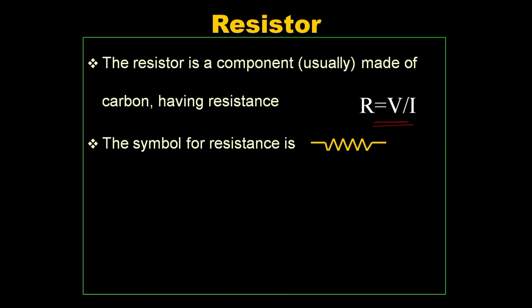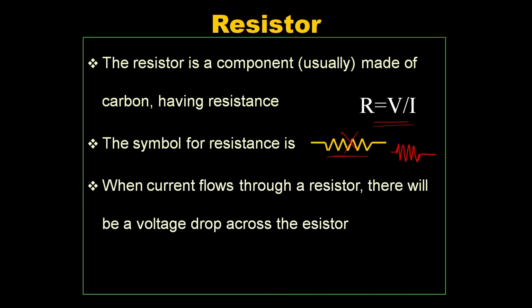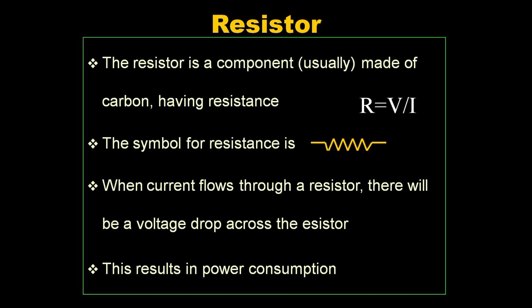And the symbol of resistance is this. Generally you have to start drawing from above and stop at the bottom. You have to start here and stop here generally. So this is a wrong way. And when the current flows through a resistor, there will be a voltage drop across the resistor. And if there is a voltage drop across a resistor, then that results in power consumption.